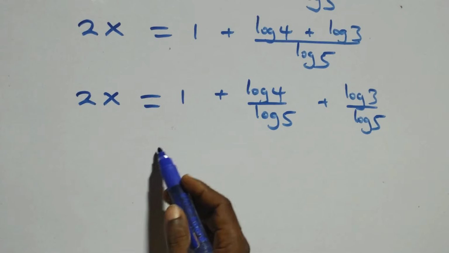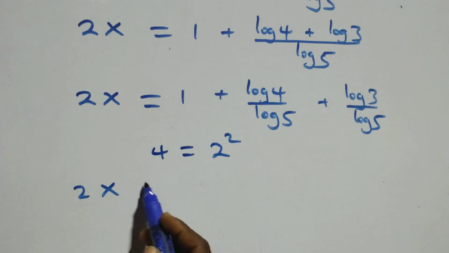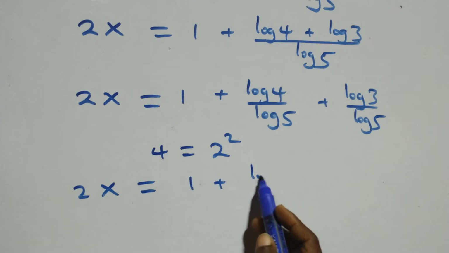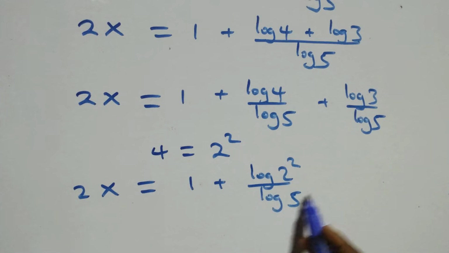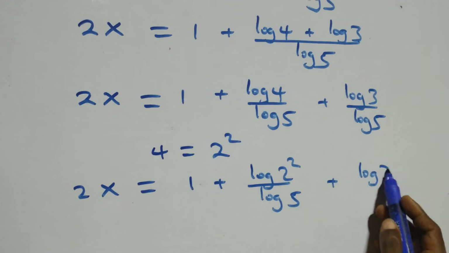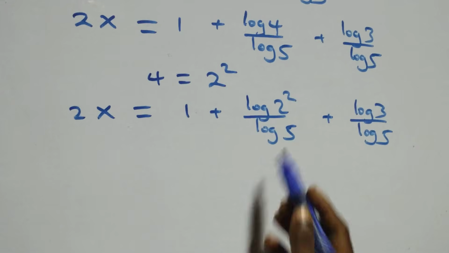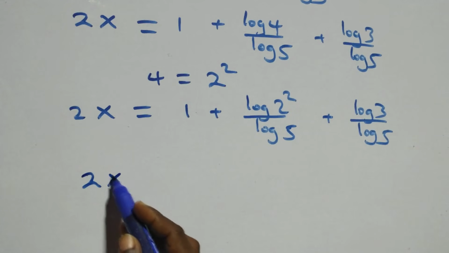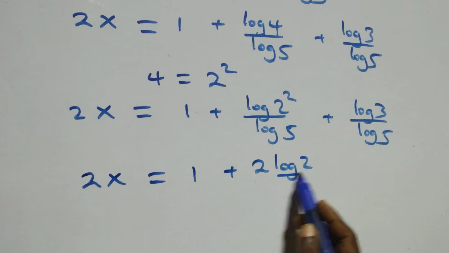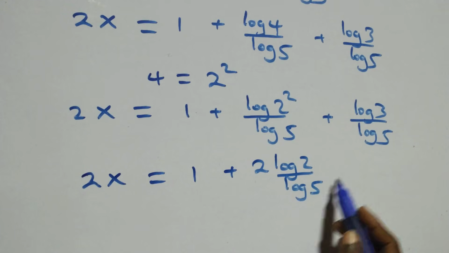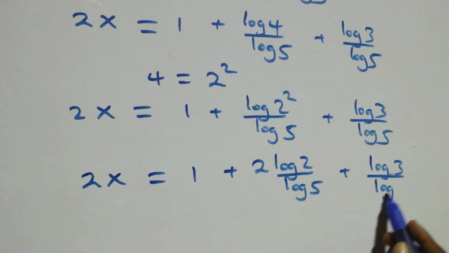That is here. 4 also, we can write it as 2 times 2, that's 2 squared. And we have 2x equals 1 plus log 2 squared over log 5 plus log 3 over log 5. Then we apply the power law of logarithm. 2 comes here. And this becomes 2x equals 1 plus 2 log 2 over log 5 plus log 3 over log 5.